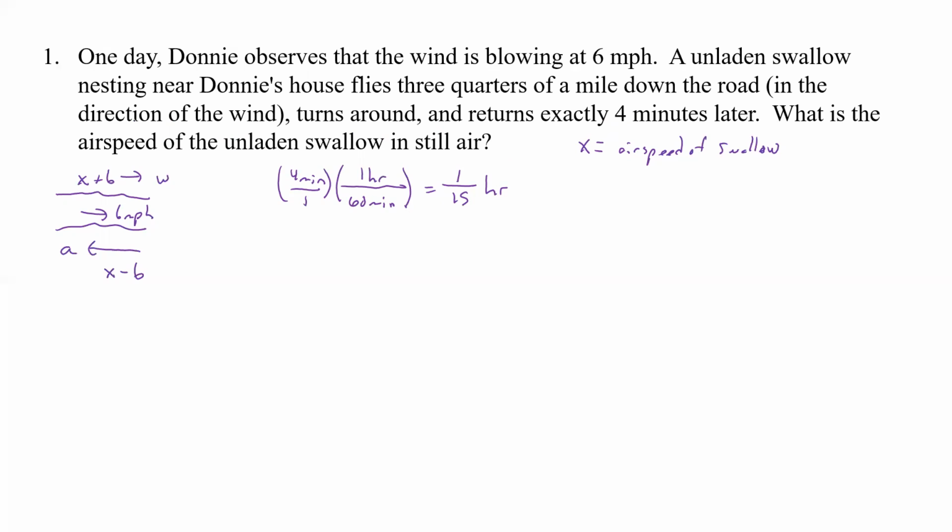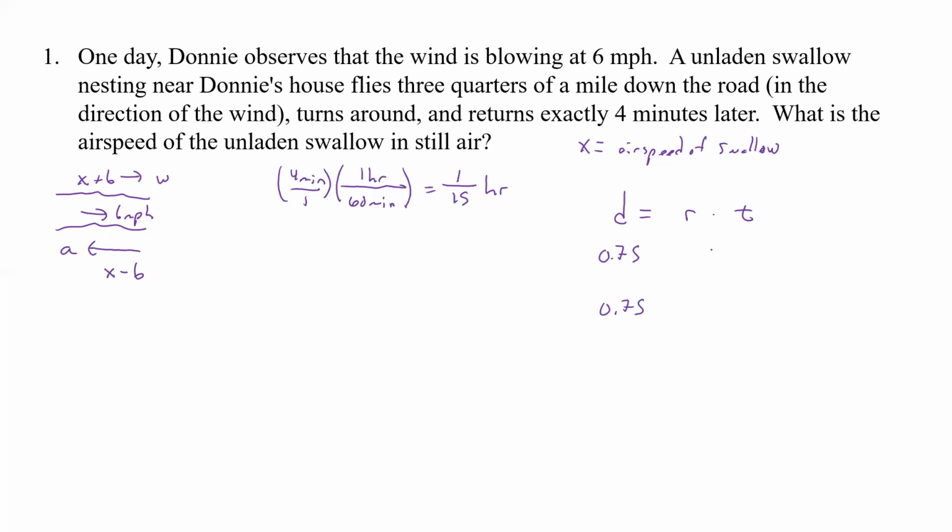Now, what do we know about this kind of problem? We're going a distance, 3/4 of a mile, and we have a rate and we have times. So this is a distance equals rate times time type of problem. What is their distance? No matter which way, he flies 3/4 of a mile. So how far is that? That's 0.75.